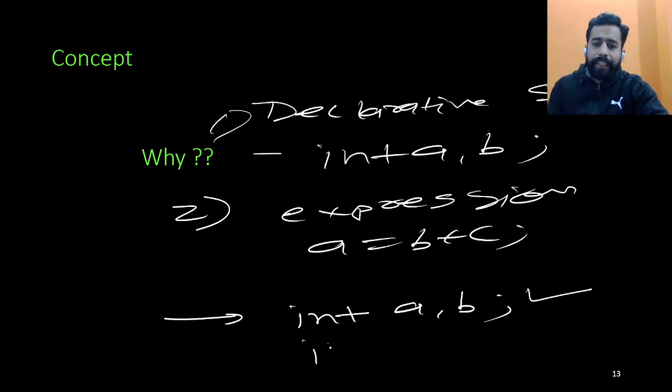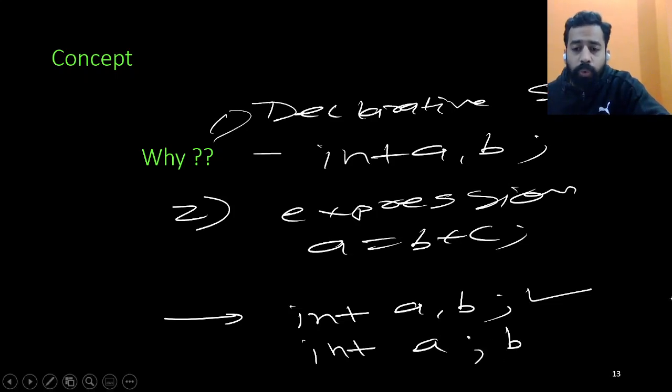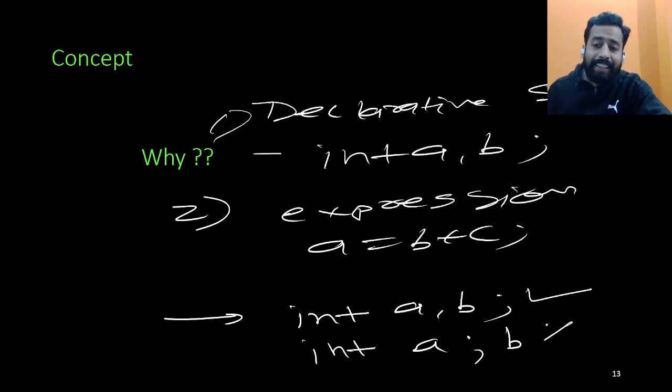But if you write int a semicolon b, now what will the compiler do? The compiler will give you an error and it will say the syntax of the sentence is not correct. So it will give you a syntax error. So how does the compiler know that there is an error in this sentence? How does the compiler know?